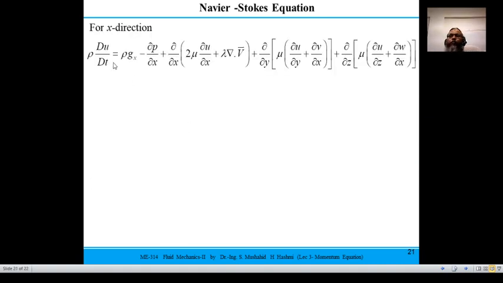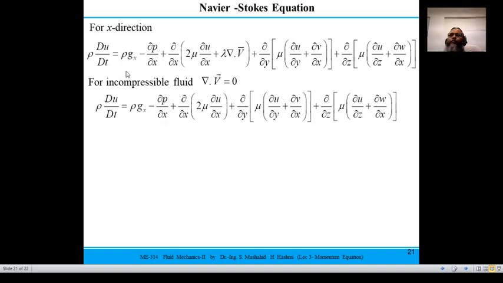Let's say we will only talk about the x direction, and similarly we will develop for the y and z directions. So in the x direction you have the tau xx component, tau yx component, tau zx component. So these are the stress tensor terms in the momentum equation.